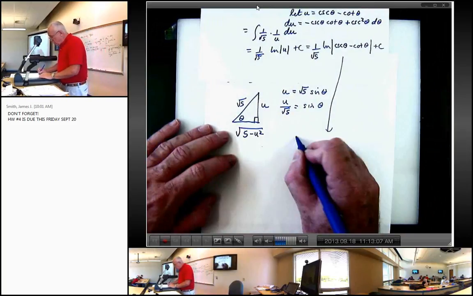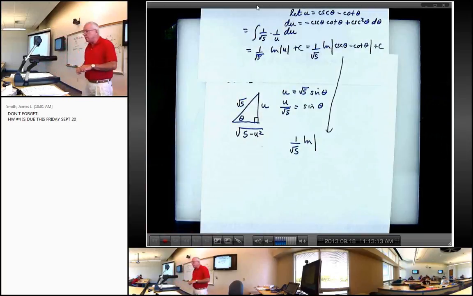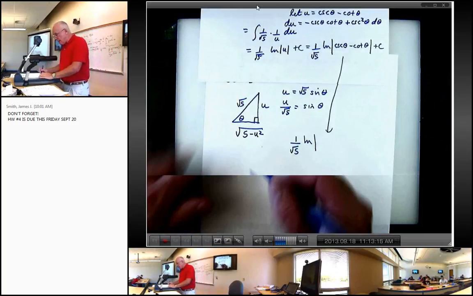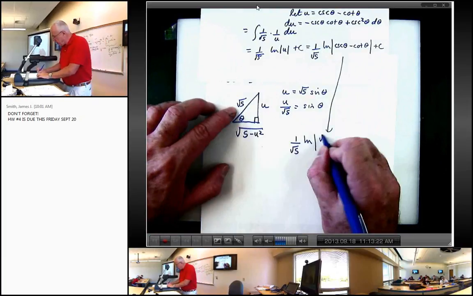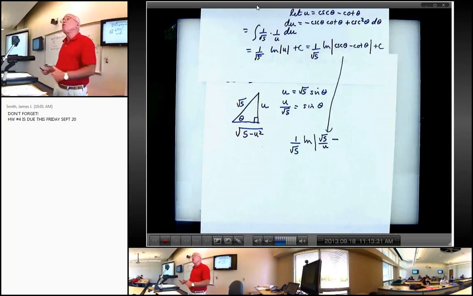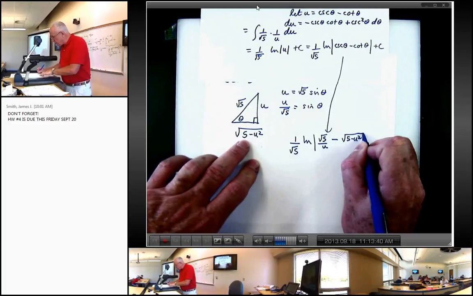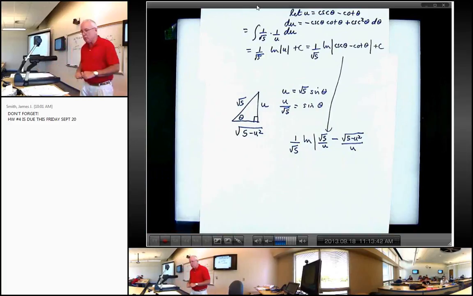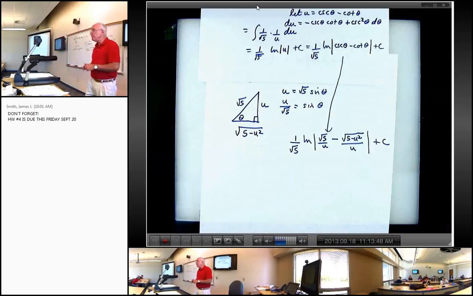So we're going to go 1 over the square root of 5 times the natural log. Now the first thing we need is the cosecant of theta, which is the reciprocal of the sine. So that's going to be square root of 5 over u. Just read it right off the picture. Minus, and then we look at the cotangent. It's the adjacent over the opposite. So the adjacent here is square root of 5 minus u squared over the opposite, which is the u. And close the absolute value, plus c. And then that's our antiderivative.